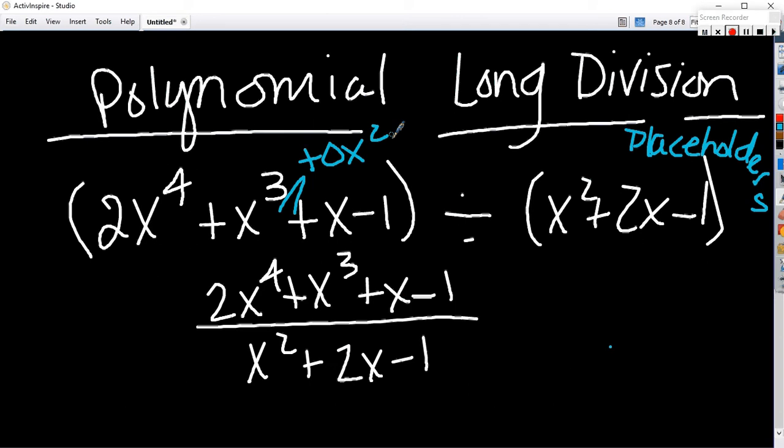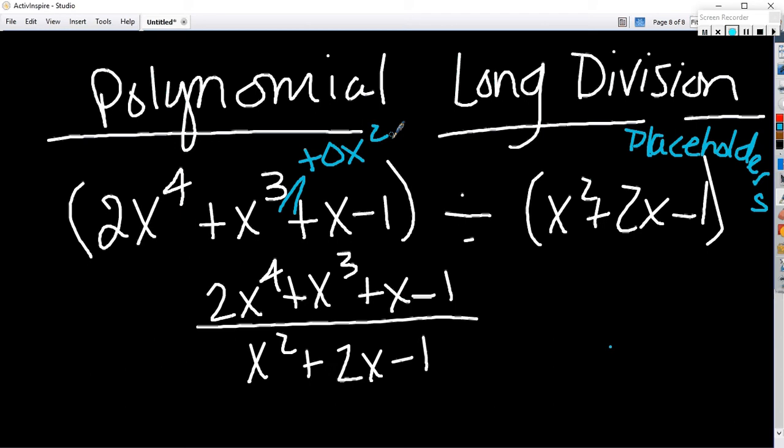Okay? Do we understand placeholders? You don't need to understand why yet. You'll see in a minute. Just understand to do it right now. So everything all the way down. Start with the biggest. So if we started at 7, we would have to have 7, 6, 5, 4, 3, 2, 1, constant. Every exponent from the biggest down needs to be there. Just like when we were graphing in standard form, if that b was missing, we plugged in a 0 for b. Same concept. We need to make sure we hold the place. All right. So let's set it up.